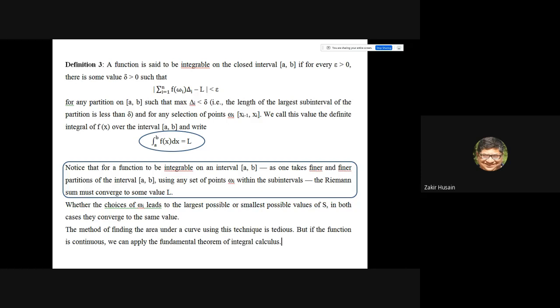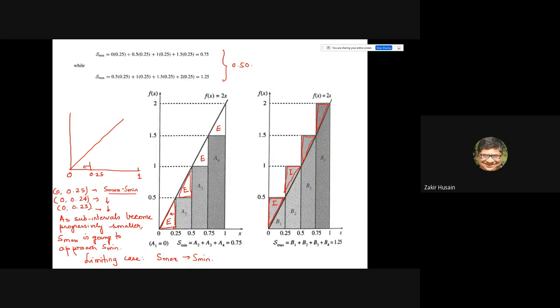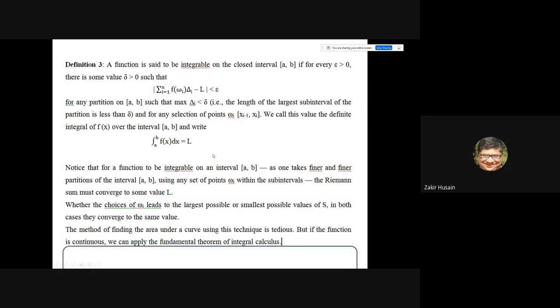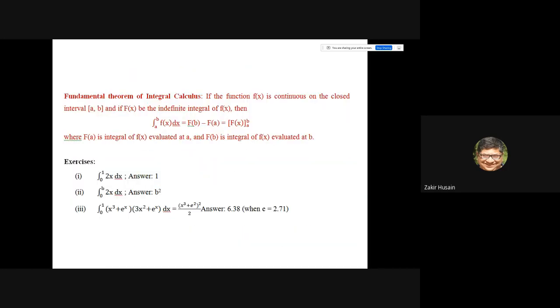So this method of finding the area under a curve is somewhat tedious, but if the function is continuous, then we can apply the fundamental theorem of integral calculus. Basically the Riemann sum argues that you have to divide it up into an infinite number of subintervals and take sums, and you add them up like this. It's going to be a very long process. But the advantage is now we can apply the fundamental theorem of integral calculus. If the function is continuous on the closed interval AB, and if capital F(x) is the indefinite integral of small f(x), we can write the integral from a to b of f(x) dx equal to F(b) minus F(a).